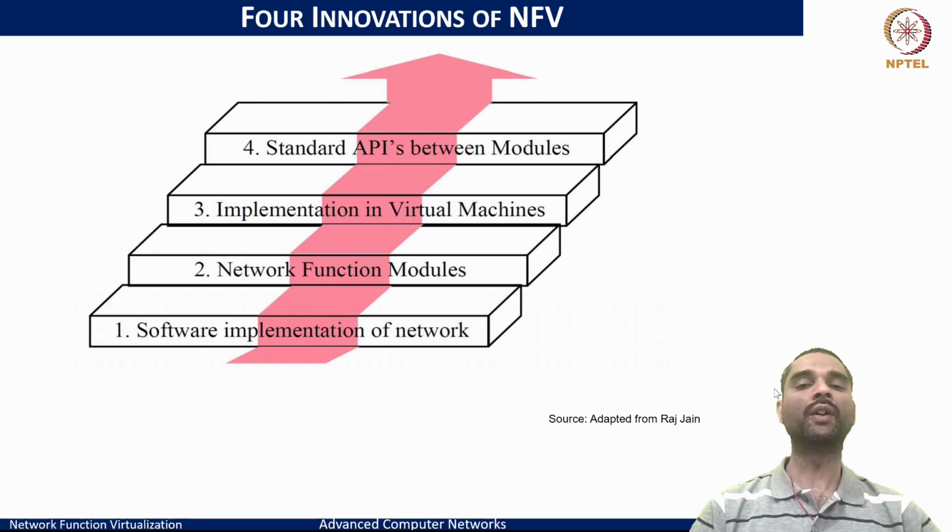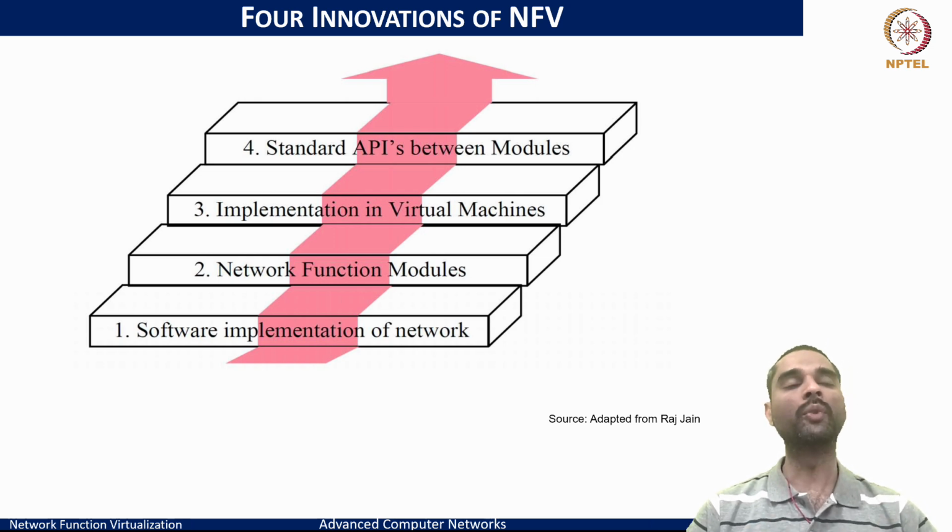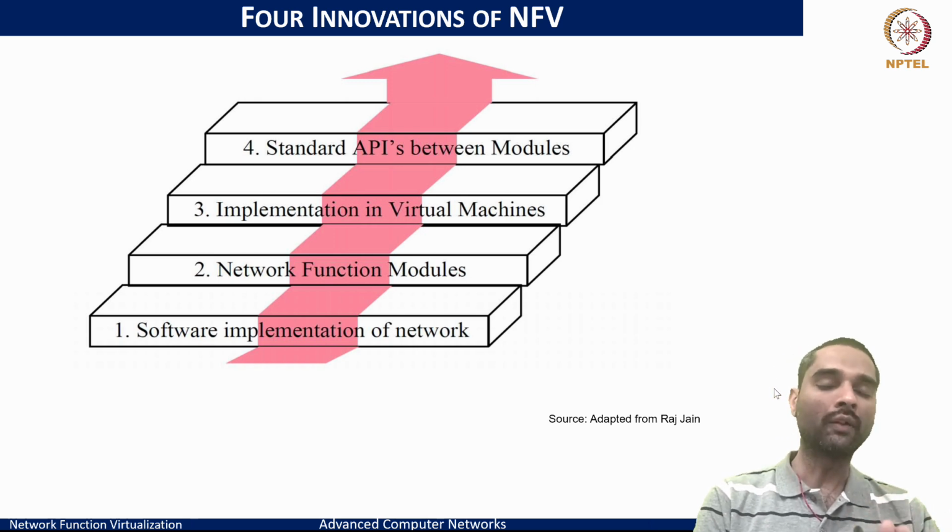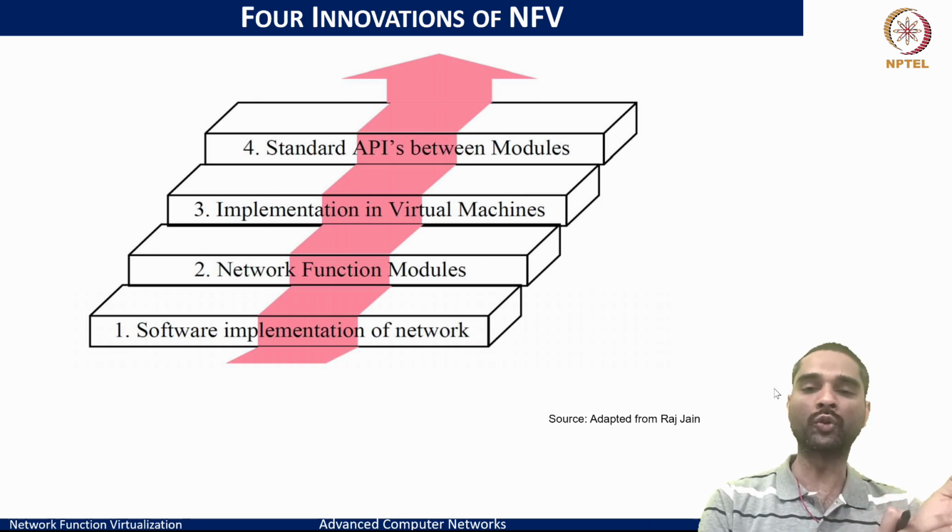And third is basically implementation in virtual machines. What that means is these network functions could be implemented on a virtual infrastructure, and this way we really leverage all the benefits of what we saw on the cloud or IT industry with the deployment of virtual machines.